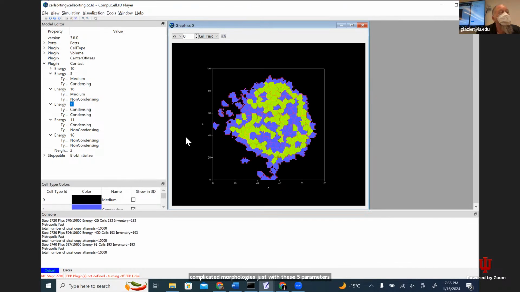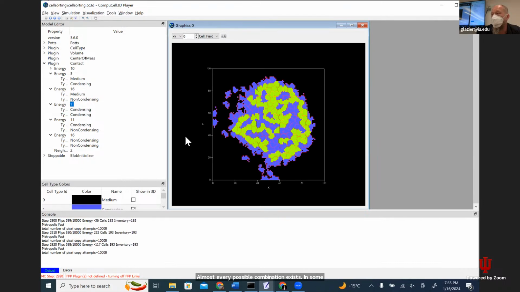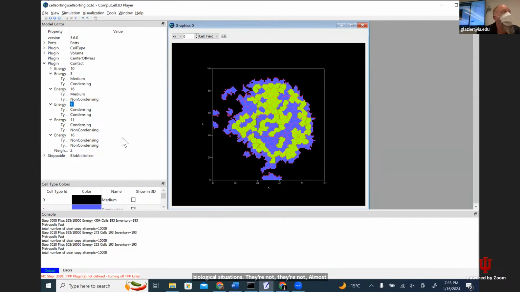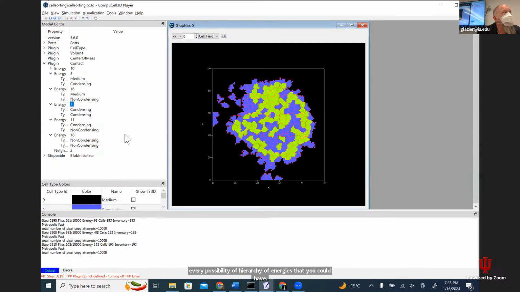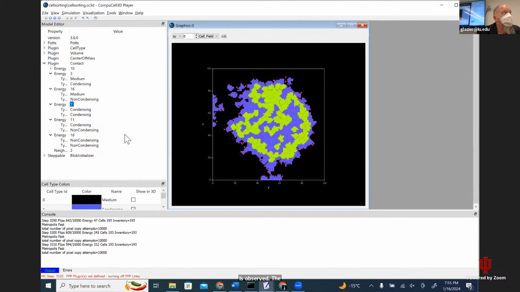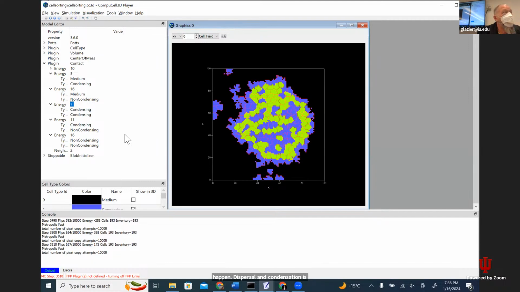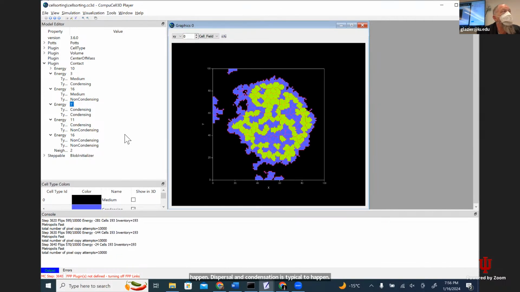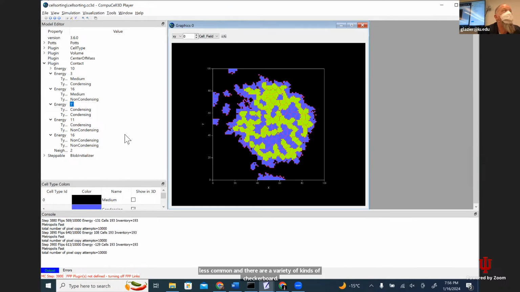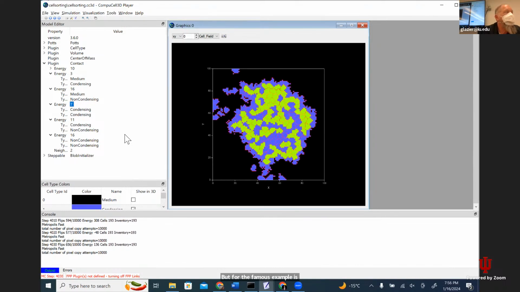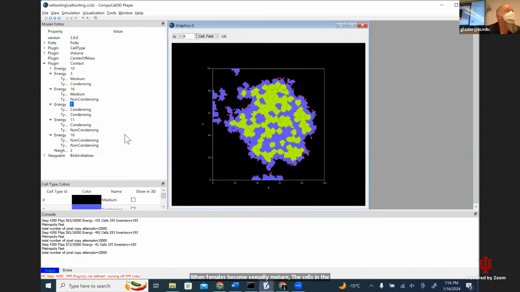And almost every possible combination exists in some biological situations. Almost every possibility of hierarchy of energies that you could have is observed. The sorting is a typical thing to happen. Dispersal and condensation is typical to happen. Mixing, that sort of checkerboard that you were seeing, is less common, and there are a variety of kinds of checkerboard. But the famous example is Japanese quail oviduct. When females become sexually mature, the cells in the oviduct lining go from being mixed to being a checkerboard.